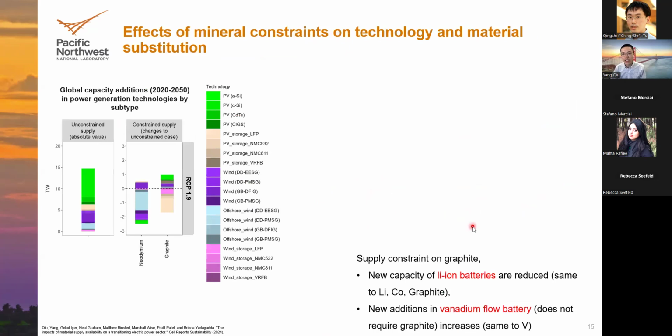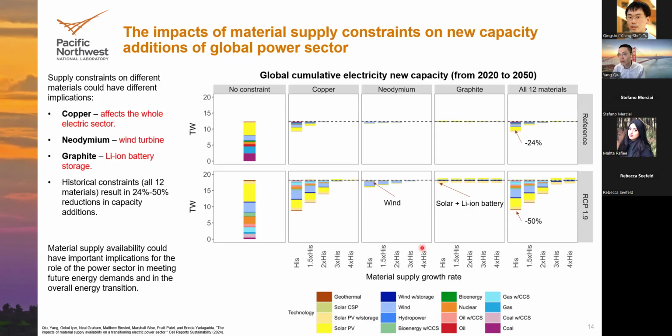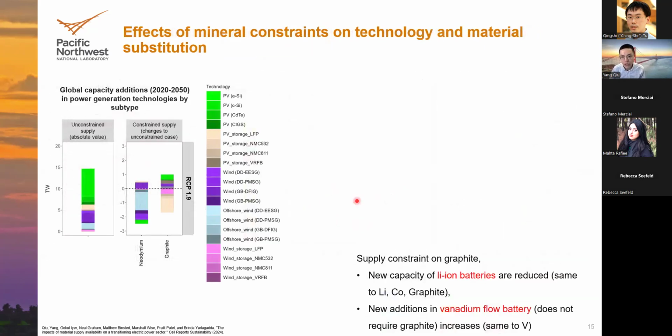The key message from this result is that we find material supply availability could be a very important factor influencing future deployment of energy technologies. We also highlight that future energy system modeling and planning should really take this material supply availability into account in the modeling process. Okay, for the interest of time, I will just skip some of the slides.